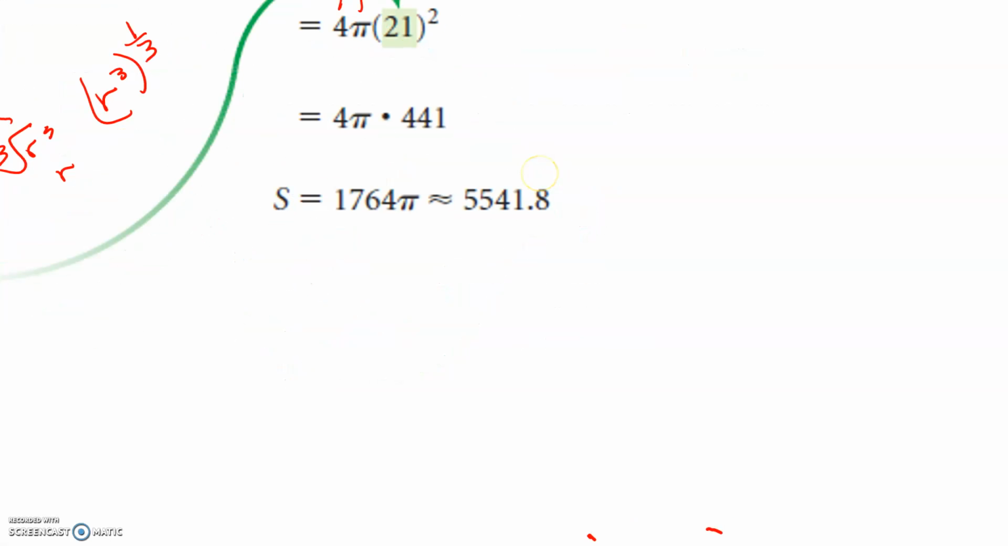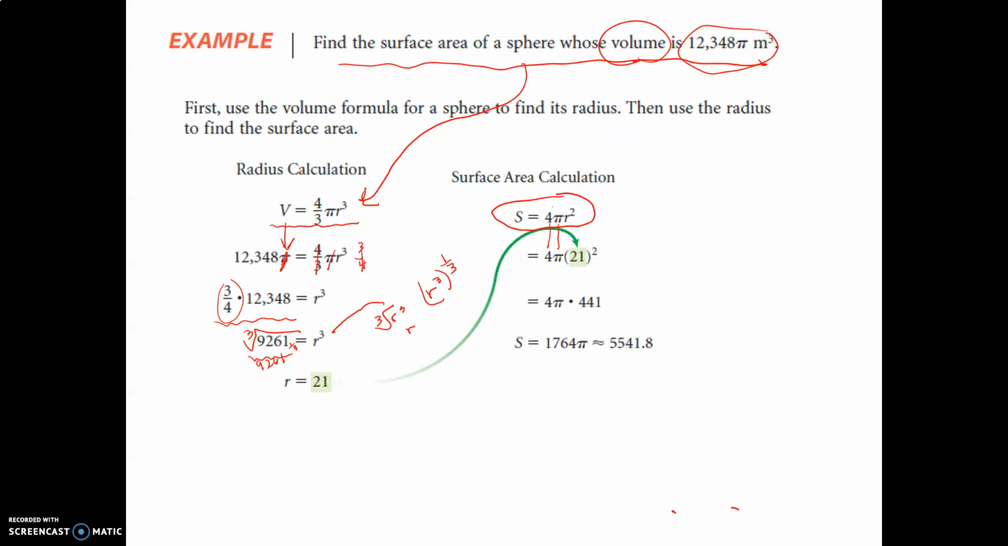So then, now I'm ready to put that into my surface area formula. So my radius I just found out is 21. 21 times 21 is 441. 4 times 441 is 1,764, and then there's still that pi there. You could leave that answer, or if you put it in your calculator and round a little bit, you get 5,541.8 square meters for the surface area of the sphere.